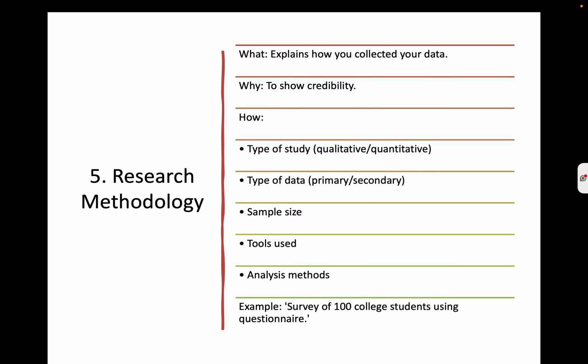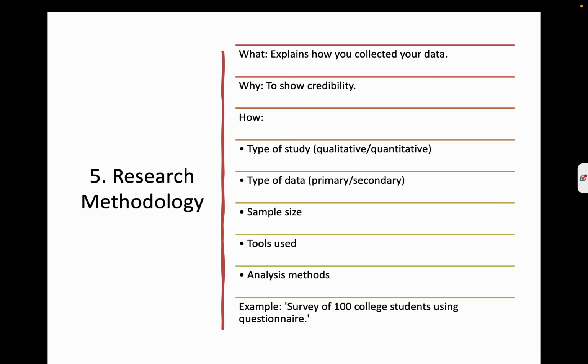Next is your research method, or you can say research methodology. Now this explains how and why you have collected your data, your methods and tools. In this, for example, you can say this study used a questionnaire-based survey with 100 students and used a quantitative method of primary data.